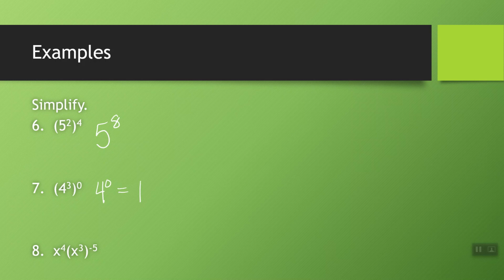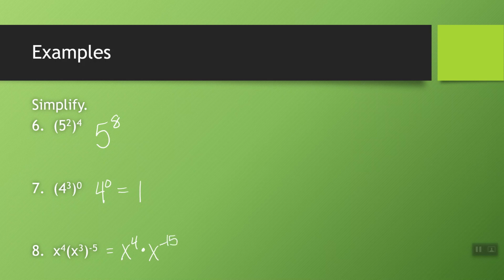And now we've got a little bit of a mess. X to the 4th times x to the 3rd to the negative 5th. There are several methods here, but let's go ahead and take care of this multiplication. Remember that the negative 5 is only being applied to the x to the 3rd. So this becomes x to the 4th times x to the negative 15th.